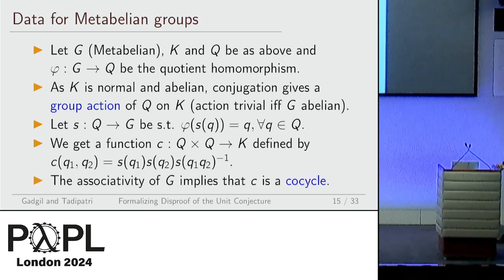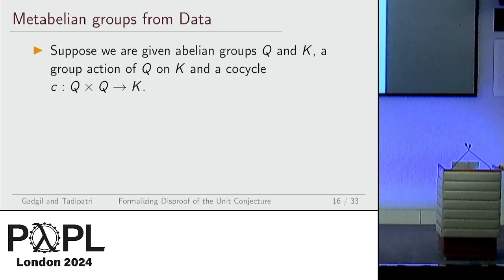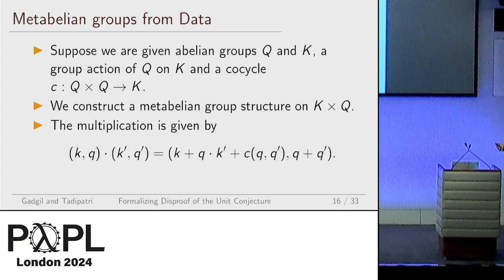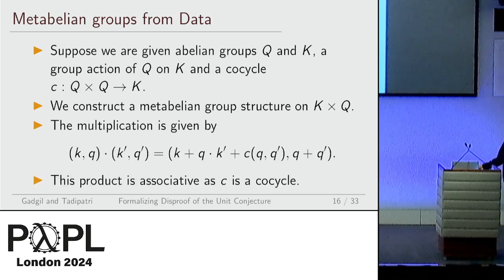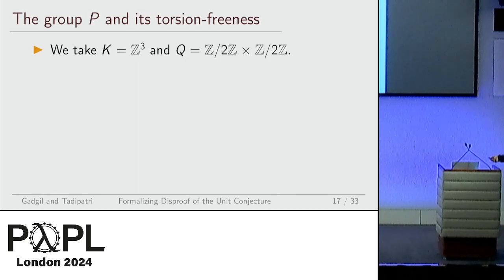The fact that our group is associative gives you a co-cycle condition. Co-cycle modulo co-boundary, whatever that is, doesn't matter to us, is exactly the obstruction to being split. But what is relevant for formalization is that K, Q, 2 pieces of data, a group action and this function satisfying a co-cycle condition, is the data. Namely, if we are given Q and K and a group action, we construct a meta-abelian group structure, and here's an explicit formula. Okay, and we have to prove that it's a group. The hardest part is associativity. It comes from the co-cycle condition.